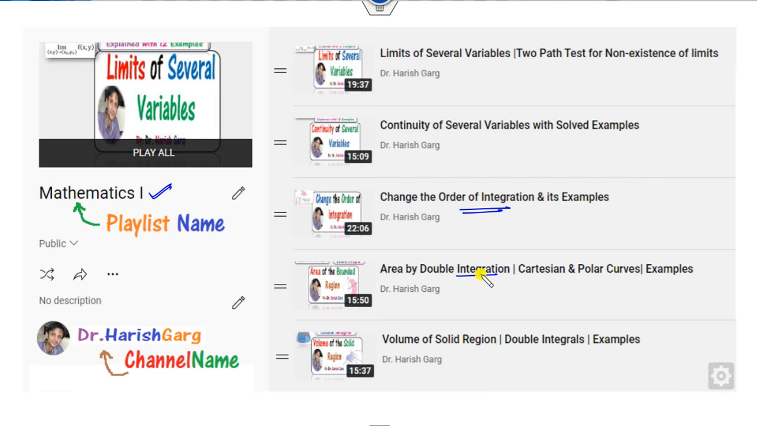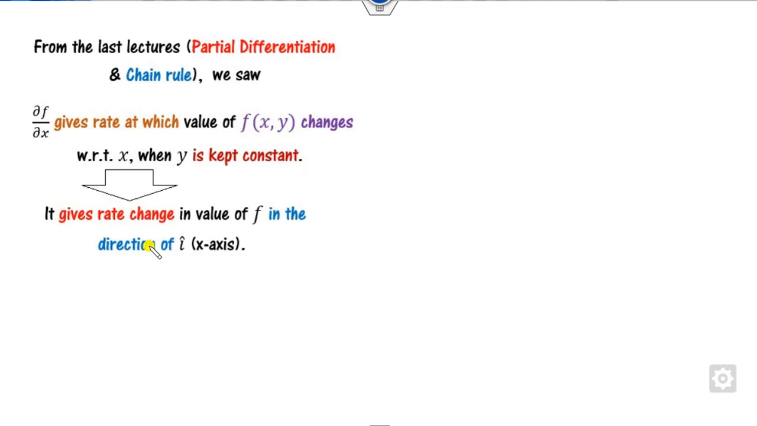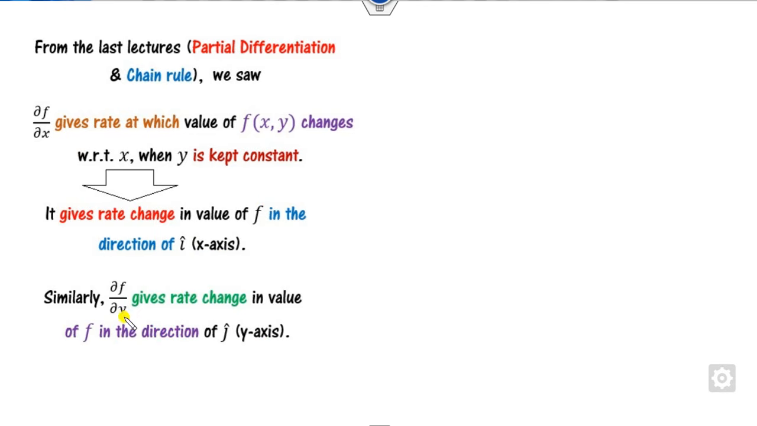Now, what we have seen in our last lecture is the chain rule and the partial derivative. This is the rate of change of f with respect to x, keeping y as a constant. What is the meaning of that? It will give you the rate of change of the value f in the direction of the x-axis. Similarly, if you compute the partial derivative with respect to y, it will give you the rate of change in the direction of the y-axis. So it means this will give you the rate of change in only one direction.